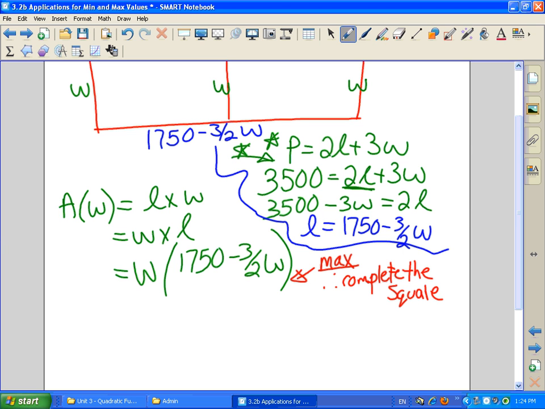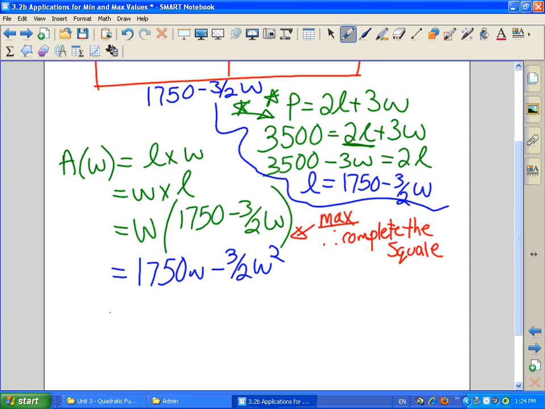Okay, before we can do that, let's expand this out so we can get our W values in a better fashion. So we're going to have 1750W subtract 3 over 2 W squared. Just putting it into standard form, ladies and gentlemen, it's going to be negative 3 over 2 W squared plus 1750W. All right. Now we're going to take a look at completing the square. And this one's kind of tricky because, yes, it has fractions, but we can do this. Okay, I have no problem with that.